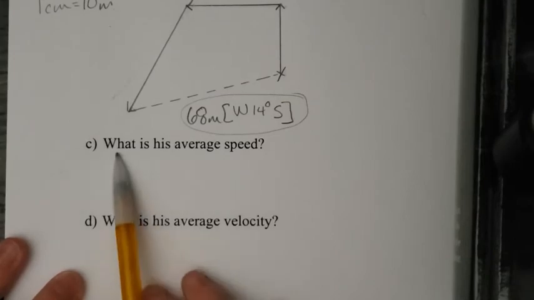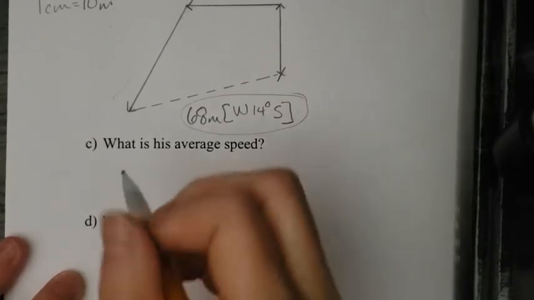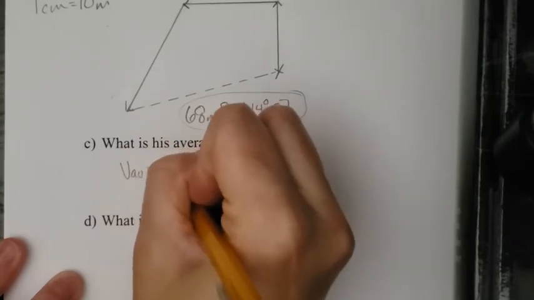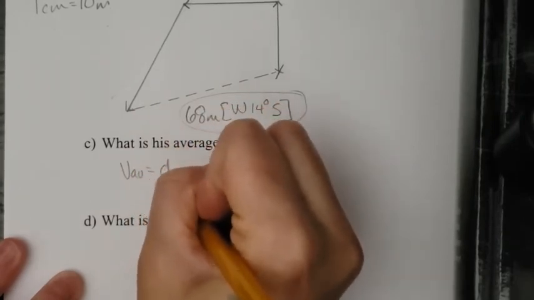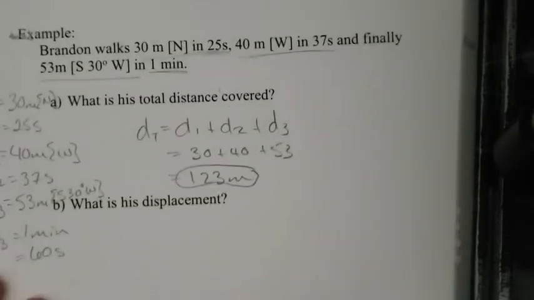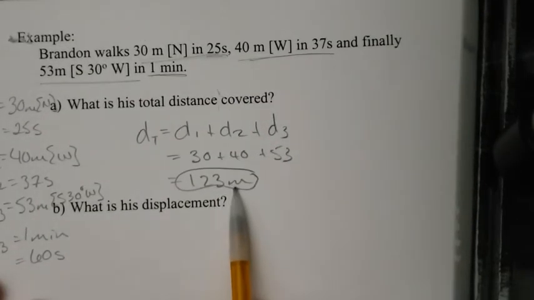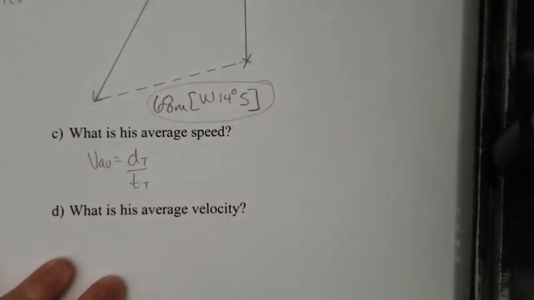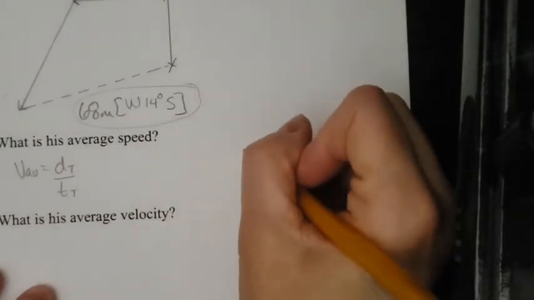Part C is asking us for the average speed. Well, we know V average is equal to the total distance divided by the total time. I know what the total distance is. I did that way up here. So the total distance was 123 meters. What I haven't calculated yet is the total time. So I want to do that. I'm just going to do it off to the side.